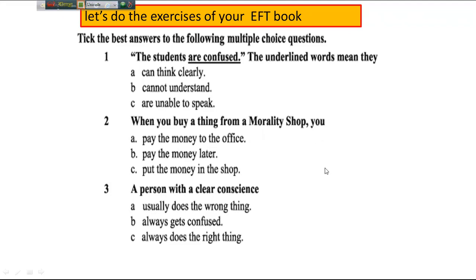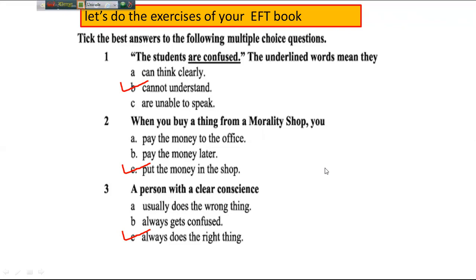Okay, I think all of you have done this. So I have marked those here. Yes, the first one, the students are confused. The underlined words mean they cannot understand. When you can't understand anything, in that case, you become confused.